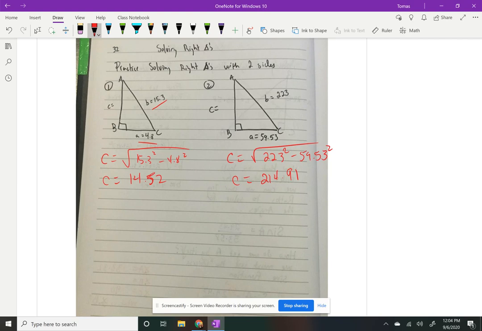Okay. So I got my two sides already. Now, if I wanted to find my angles, I pick A or I pick C. It doesn't matter. Okay. It really doesn't matter. I am going to do sine of A, which would be opposite over hypotenuse. I do not know what sine of A is. I don't know what A is. I'm searching for A. But I do know my opposite. My opposite is 4.8. My hypotenuse is 15.3.